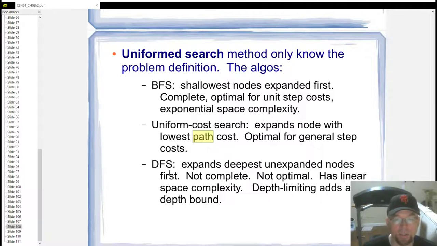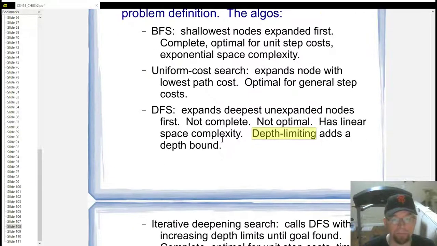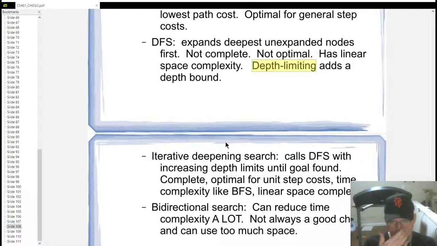You can limit this by modifying it to make it a depth-limited search. Iterative deepening is depth-first search that's limited, but you call it over and over. You repeat it, calling the depth-limited version, and you just increase the depth each time until you find what you're looking for.